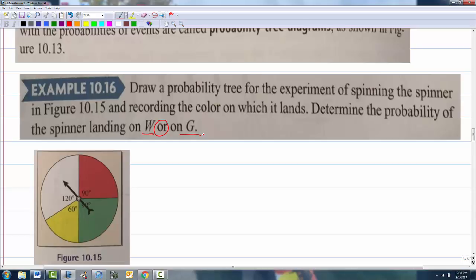Okay. First of all, you need to understand that the probability of landing on white or green is what this stands for, is the union of white or green, which is actually finding the sum of those two probabilities because I'm only spinning once. I just want to know in this one spin, what's the chance I would land on W or green?